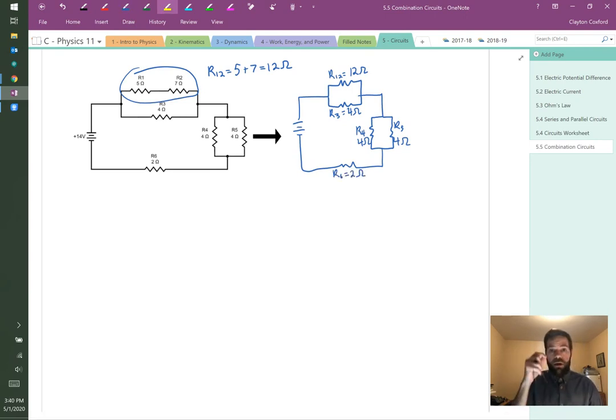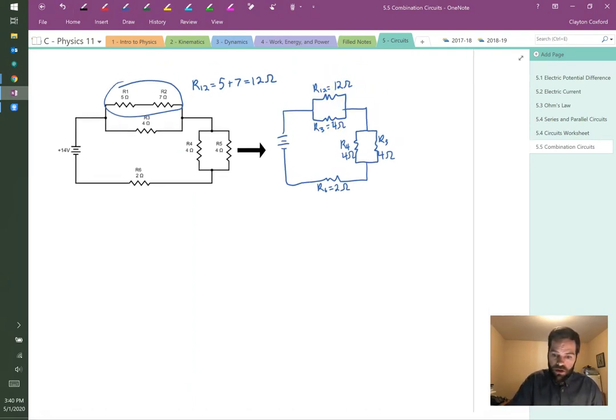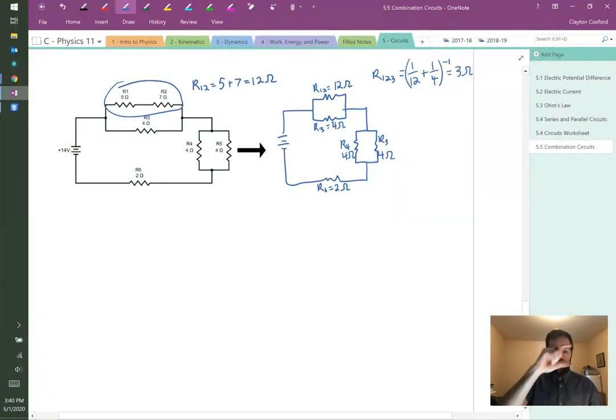Now, by combining resistors 1 and 2 together, we end up with a little parallel branch. And so to combine those guys together, to figure out what is resistor 1, 2, 3 combined, it's going to be this 12 ohm resistor combined with the 4 ohm resistor. They're in parallel, so we do the 1 over plus 1 over business, and we end up seeing that this whole section right here offers an equivalent resistance of 3 ohms.